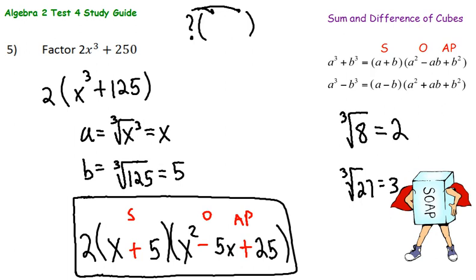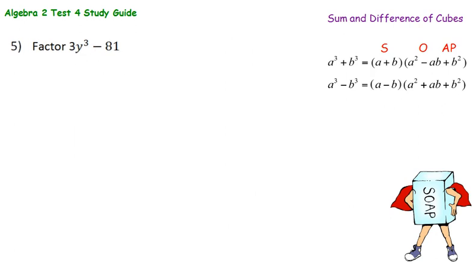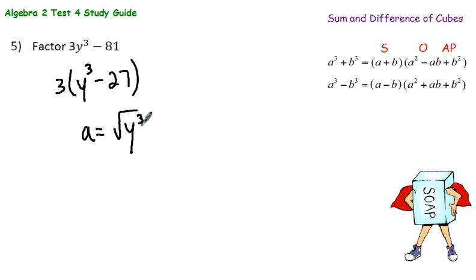All right, well, let's check it out and see what you got for number 5 in the middle. So again, checking for a greatest common factor. Looks like there's a 3 that I could factor out. So I'm going to factor out a 3 first. So I'd end up with y cubed minus 27. And so our a would be y cubed, right? The first thing that we're taking the cube root of. Cube root of y cubed, which would just be y. Cube root of 27, which would be 3.